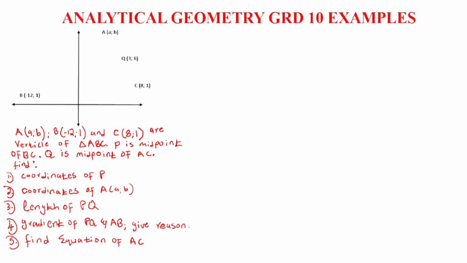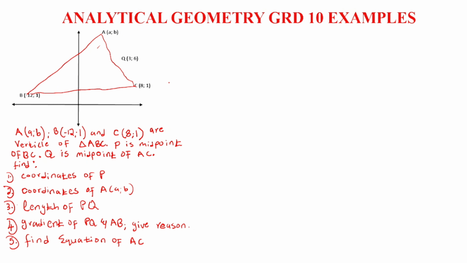I am Gastin Mapala. Today's example, we are looking at analytical geometry, grade 10, with an example here with coordinates of A, B, and C. They are given here as they are, as you can see in the diagram. And then it says they are the vertices of a triangle ABC. So we've got a triangle here, triangle A, B, and C.